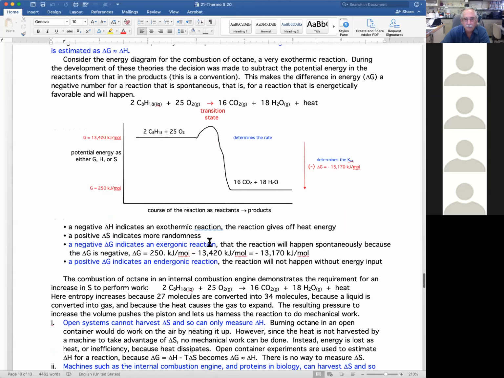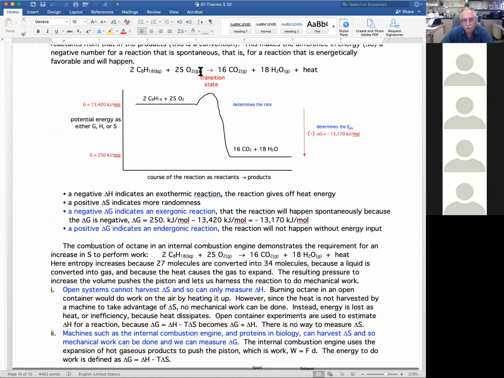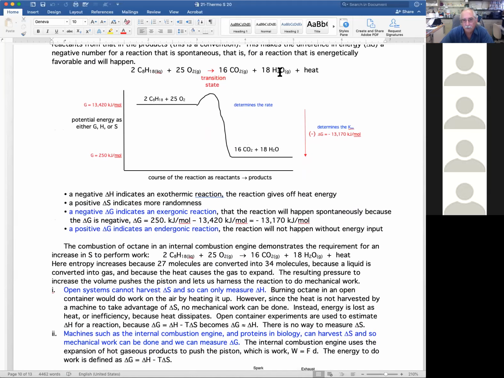So let's look at a real chemical reaction and apply these ideas to it. Here's octane burning in oxygen to give you CO2 and water and a bunch of heat. Here's the transition state in the reaction and in the energy diagram. So here's the delta G for the reactants, here's the delta G for the products, right? I gave numbers here. So it gives off this much energy, right?